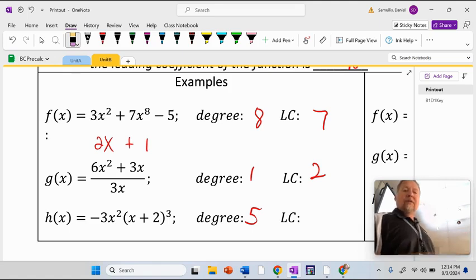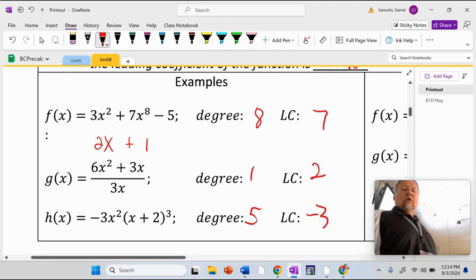So the leading coefficient is simple. It's -3.